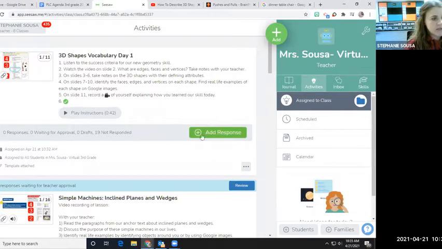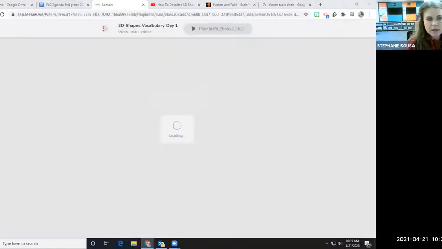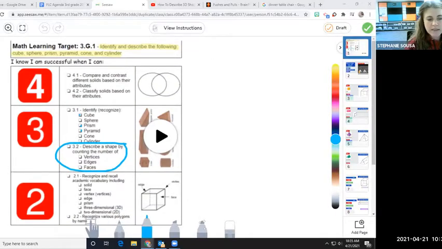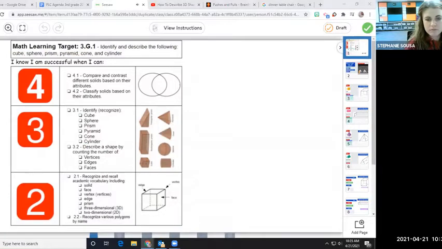You will see your success criteria on slide 1. Your success criteria is your goal for the day and you being able to identify how you know you were successful. Here is your goal. This week in math, we will start a new topic in geometry. We will identify and describe the following: a cube, sphere, prism, pyramid, cone, and cylinder.